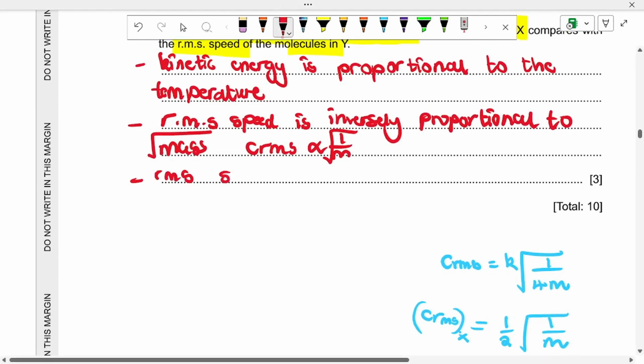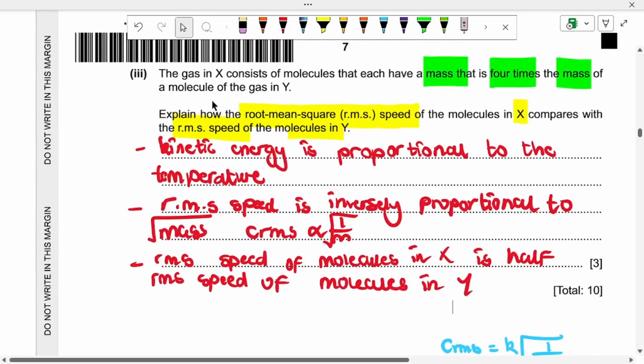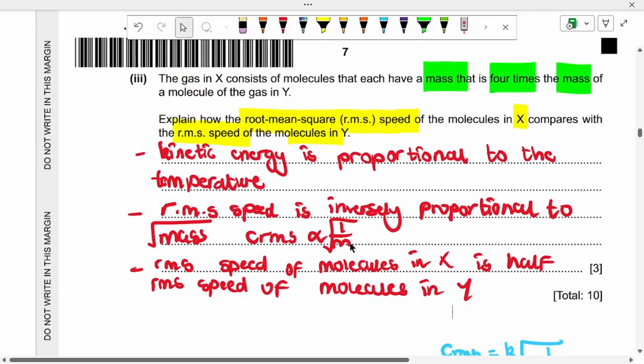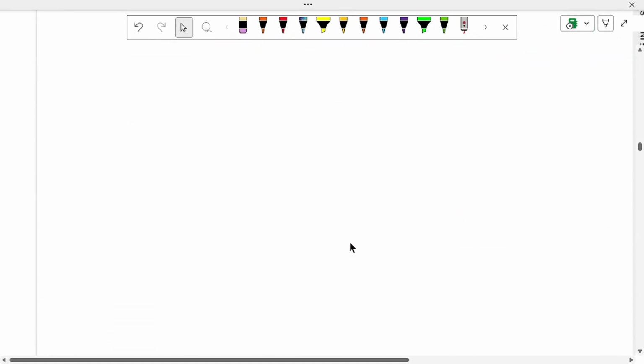So the root mean squared speed, that's it. I've made the deduction, right? Start with what you have, figure out the relationship, the equation that links all those things. Just take your conclusion. That'll be it.